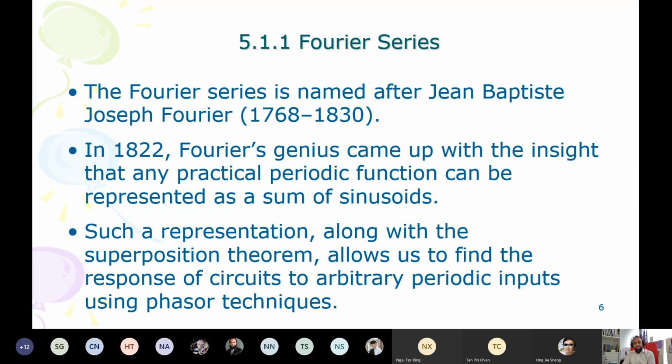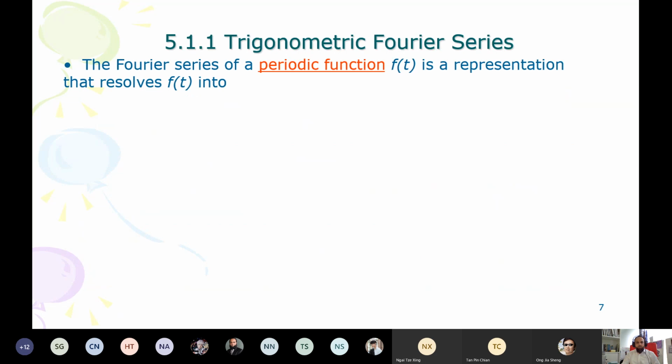Remember, phasors are also sinusoids. So if we can break them down into sinusoids, we can use the concept of phasors as well. So what is a Fourier series, or at the moment, the trigonometric Fourier series?